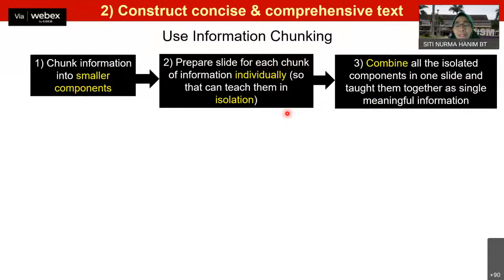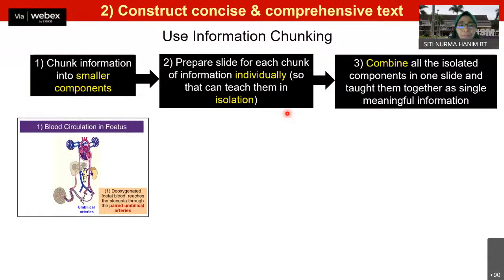And then what happens next is, after you have introduced everything, you combine all the isolated components into one slide and teach them as one meaningful piece of information, meaning that you introduce the relationships of this information. For example, like this one. Okay, this is my topic. I'm sorry I'm using my own example, because I don't know what other example to use.